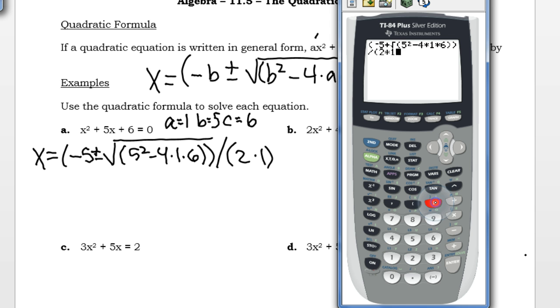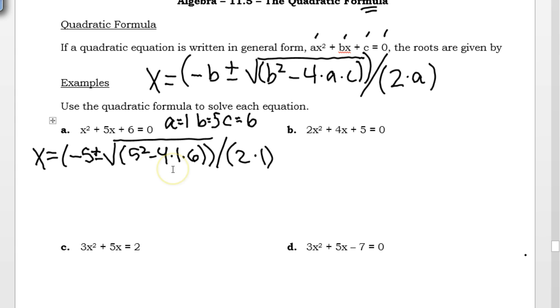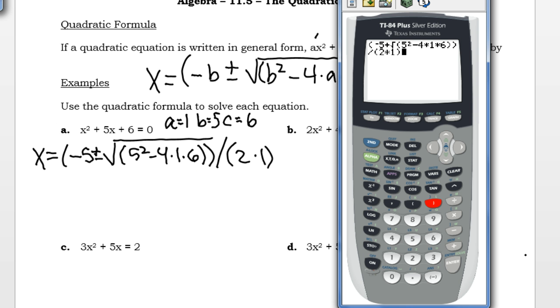Now if you don't want to use all the parentheses, you can do your order of operations. You can do that by hand. We would do the multiply first in here. We would do the exponent. We would do the subtraction. We would do the root. And then we would do the multiply here, and then we would do the add here, and then we would divide here. And it should come out the same as long as you're doing your order of operations correctly. But handy-dandy calculators are so handy-dandy.